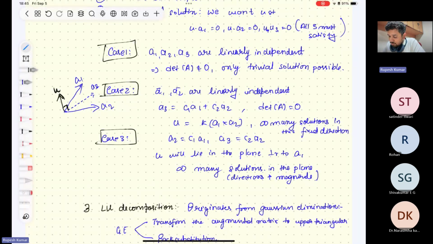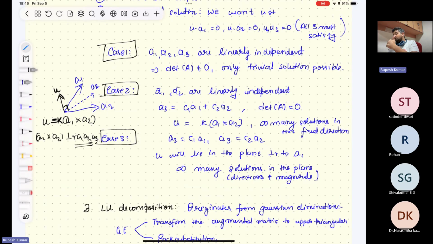You can always say that u is a vector by using a simple property: any vector in the direction of this vector a1 cross a2 will belong to this solution space, right? Since a1 cross a2 is perpendicular to a1 comma a2 comma a3, right? So in this case, you can scale in that orthogonal direction, that is the normal to the plane found by the vectors a1 and a2, any times. Any scalar value can be chosen to scale the vector in that direction.